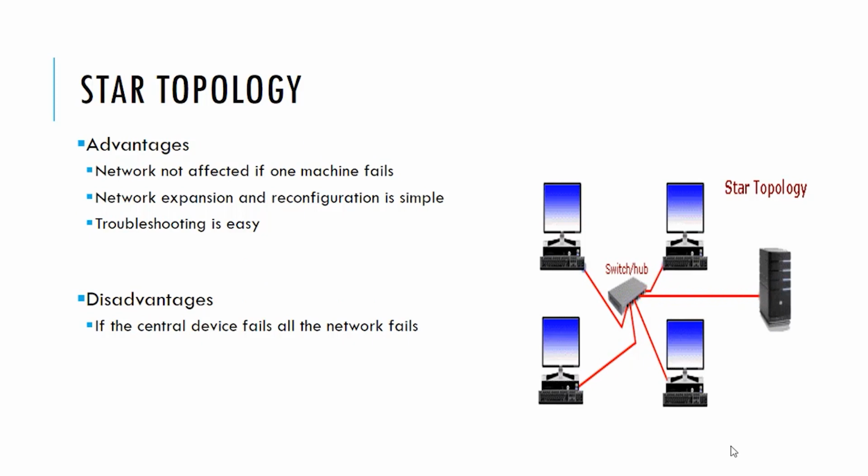The advantages of the star topology are that the network is not affected if one machine fails or if the network is reconfigured. The network expansion is very simple. You just add the new machine to the switch or the hub without affecting the performance or the operation of the whole network. Troubleshooting is easy. You can easily identify the failing machine from the switch. You can easily identify where the problem or where the broken cable exists.